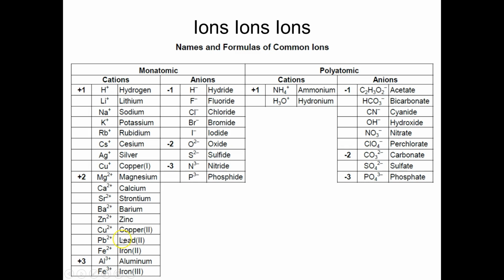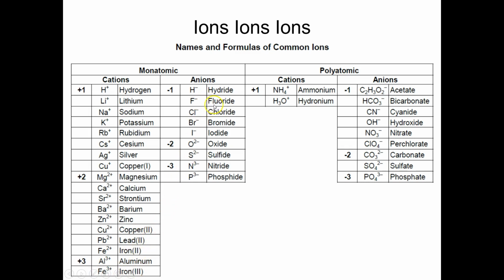Lead is one that we haven't talked about before, lead 2, but lead can give you a +2 and a +4. I'm not really concerned that you know about lead 4 because it really doesn't come up in this class, but lead 2 will come up a lot, and so you should be familiar with lead 2. Iron is the other transition metal that I need you to know both of its oxidation states. There's iron 2 and there's iron 3, so I've got iron 2 here under the +2 cations, and then there's aluminum as a +3, which we've talked about, and then iron 3 to complement iron 2.